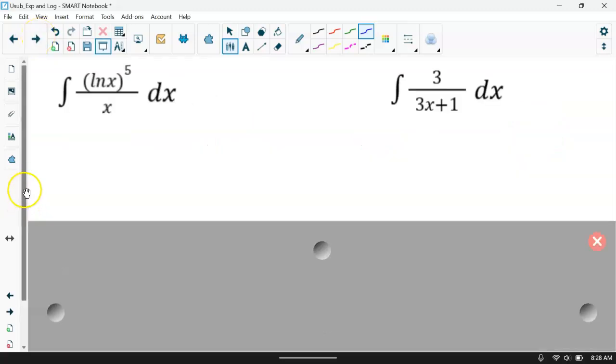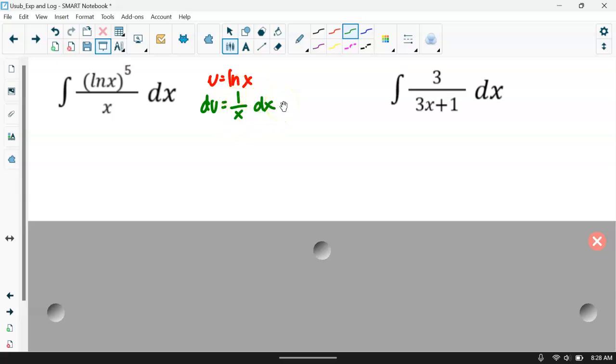So the last type of examples are working with natural log. So here for this first one, what is u in this case? The natural log of x. So u is the natural log of x. Here we go. So now the derivative of natural log of x is 1 over x dx.